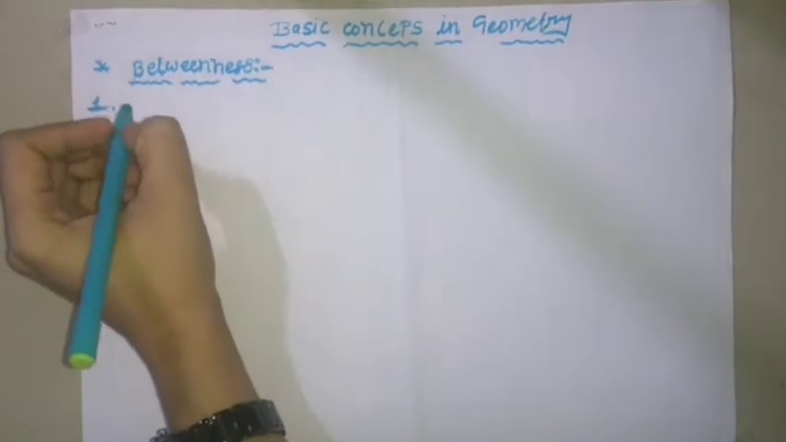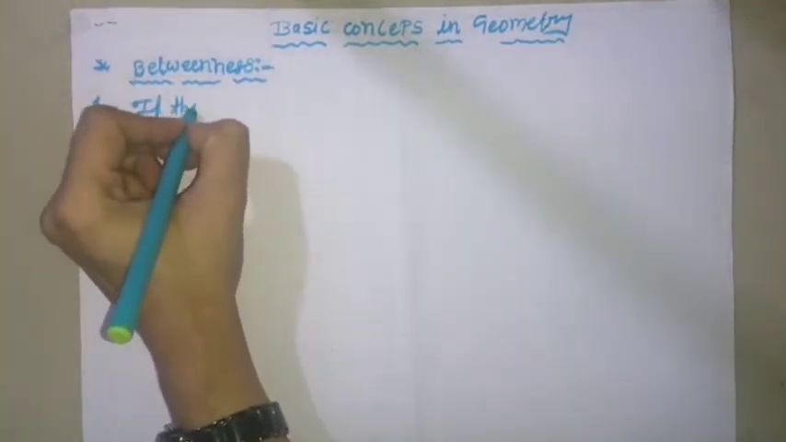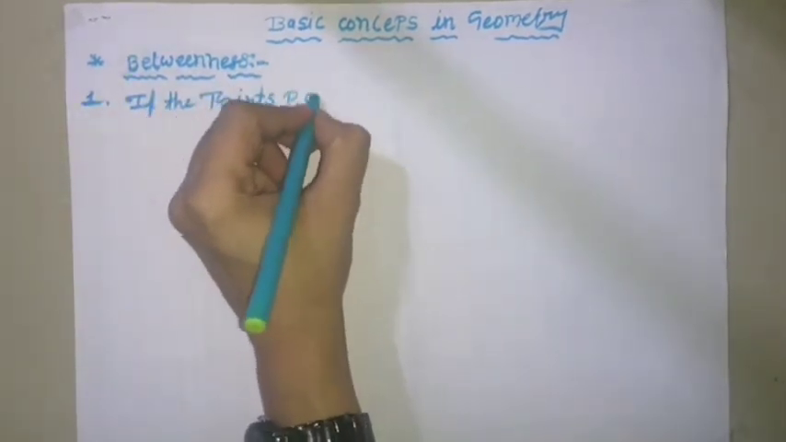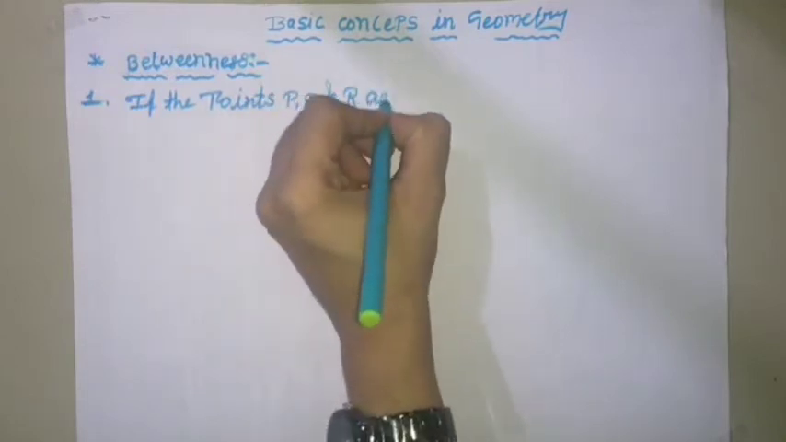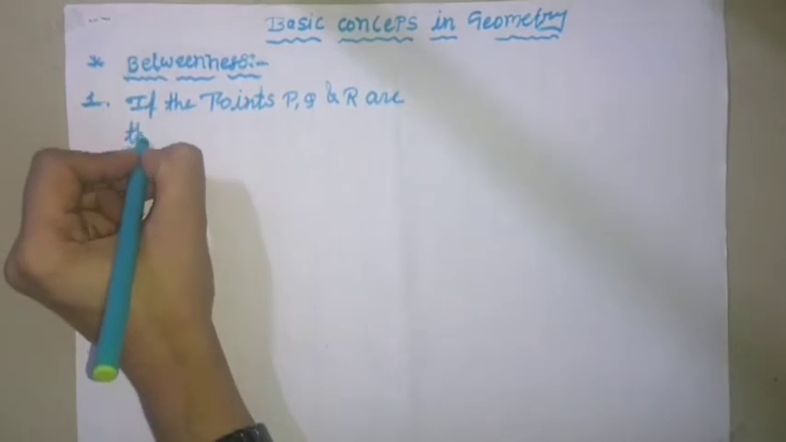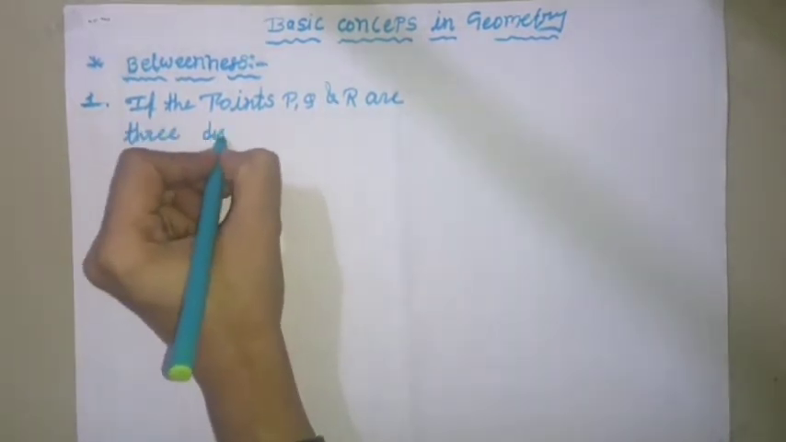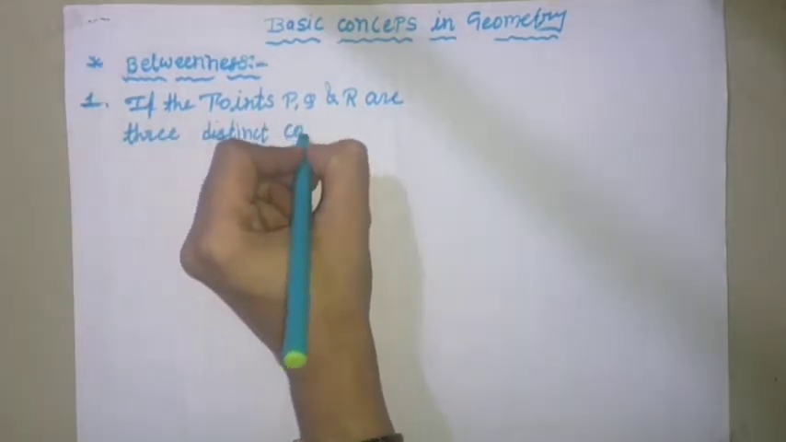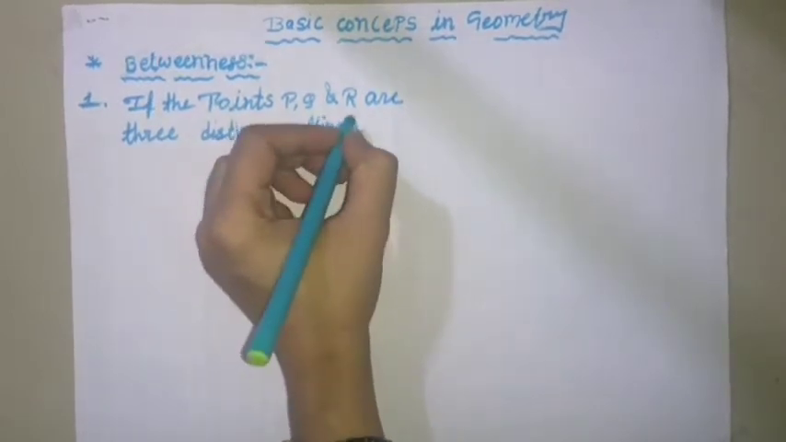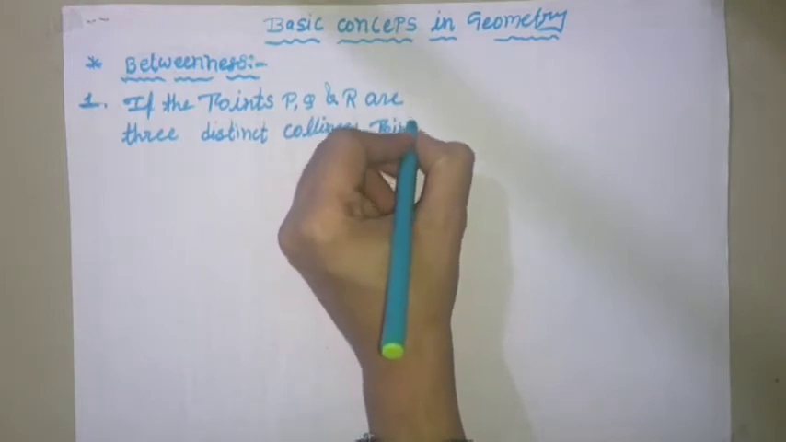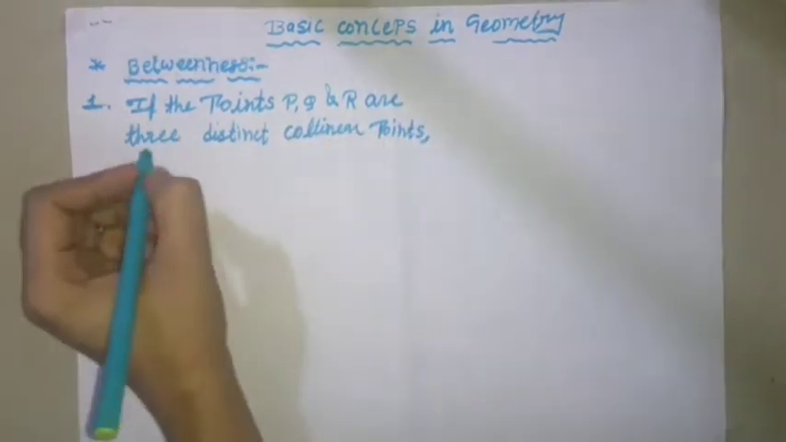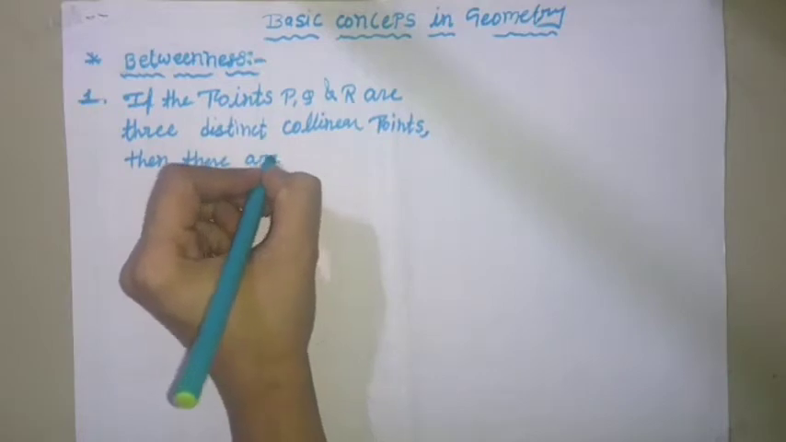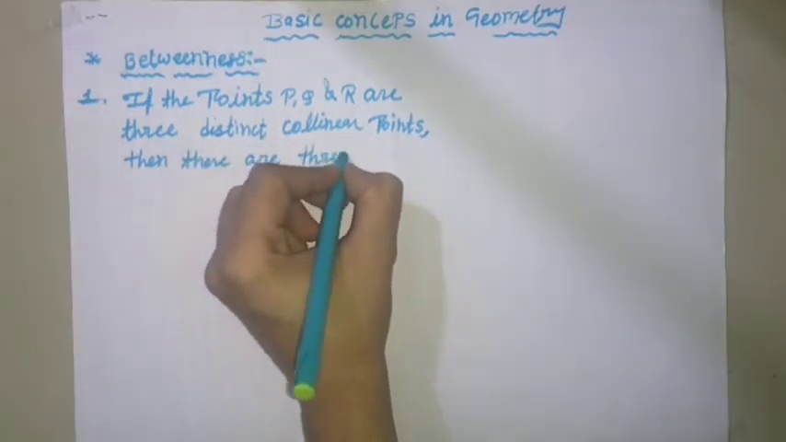First point. If the points P, Q and R are three distinct collinear points, then there are three possibilities.